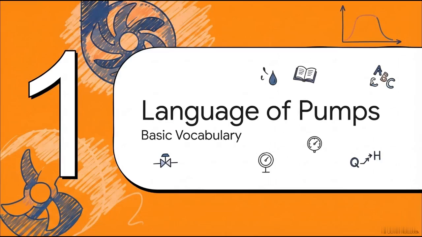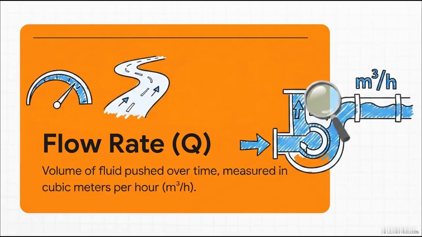All right, section 1, the language of pumps. Before we can decode the data, we really need to understand the alphabet it's written in. Our first foundational metric is flow rate, which engineers represent with the letter Q. This is typically measured in cubic meters per hour. If you want a really simple way to conceptualize this, just think of flow rate as the speed on your system's dashboard. Just like miles per hour tells you exactly how fast your car is flying down the highway, Q tells you the exact volume of fluid your pump is pushing through the pipes over a given time.